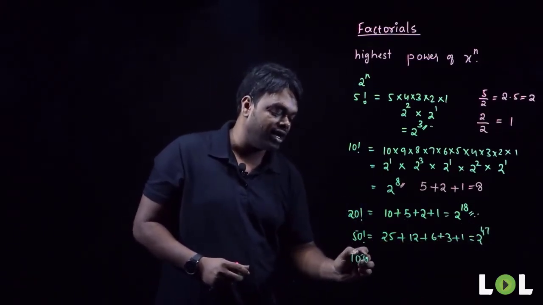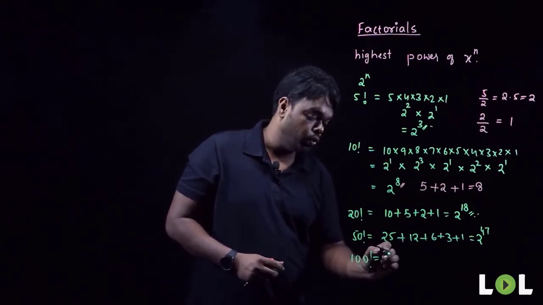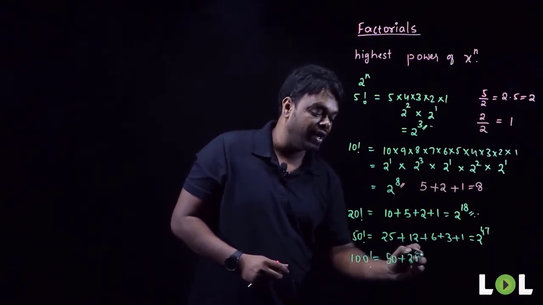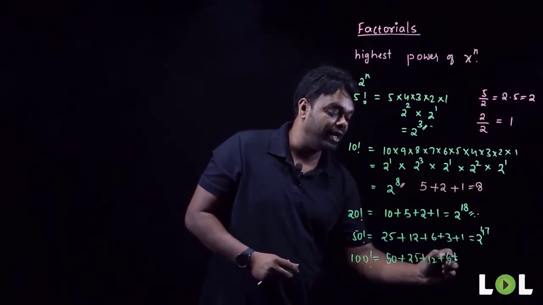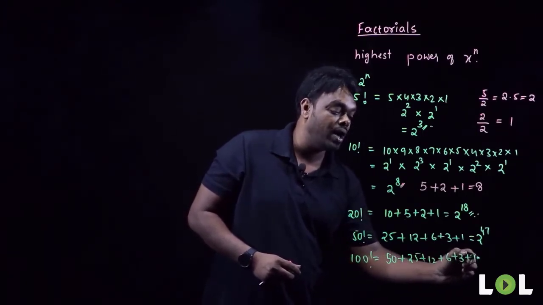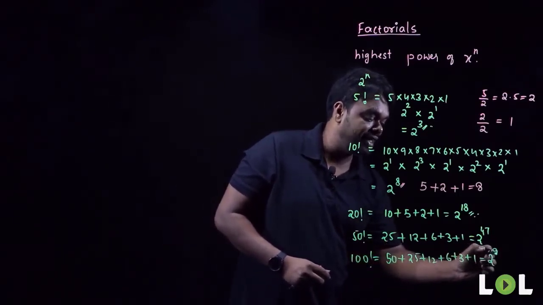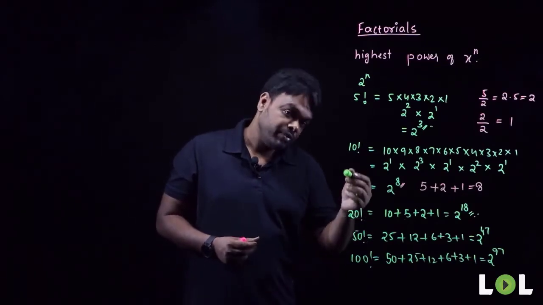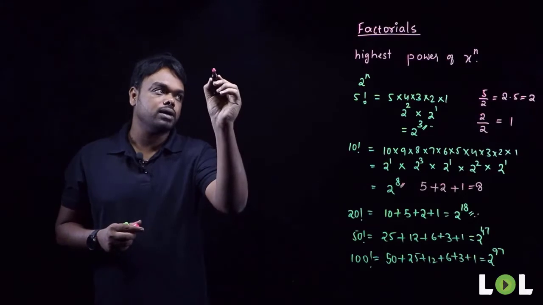What if I talk about 100 factorial? Same thing. Divide 100 by 2. 50 we will get. 50 by 2, 25. 25 by 2, 12. 12 by 2, 6. By 2, 3. By 2, 1. Altogether, 47 plus 50, 2^97. So, this is how we calculate the highest power of 2 in any given factorial. Now, what if it is 3? Let us talk about 3^n.